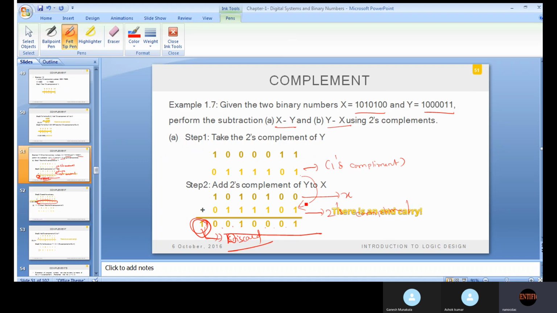Generally, normally, if you see, what is the equivalent of this one? What is the equivalent integer value of 1 0 1 0 1 0 0? Tell me the equivalent integer value. Tell me. 44. 44 for X. If this is 44, then Y, what is Y?